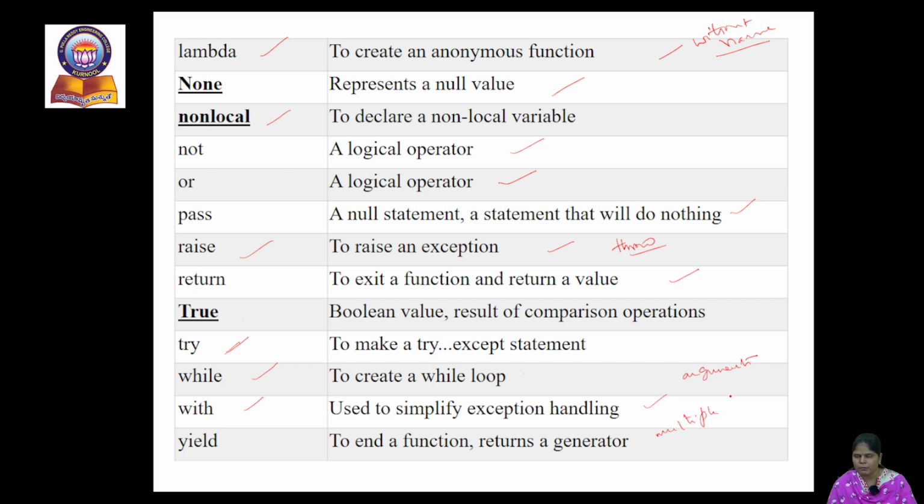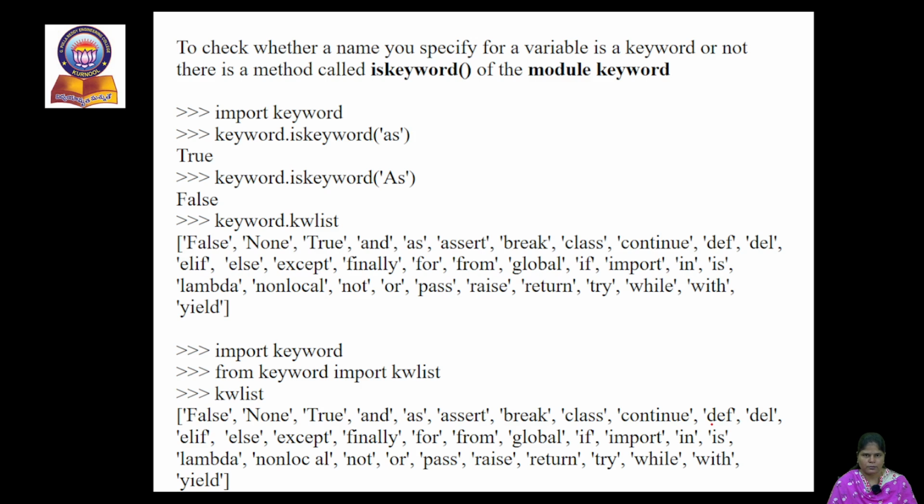So the return statement will return a single value, but it can return multiple values. This is how the is keyword works. It is a function, a method, which is used to check whether a specific variable we use is a keyword or not. If you want to check, you can use iskeyword. This is available in the package called keyword.